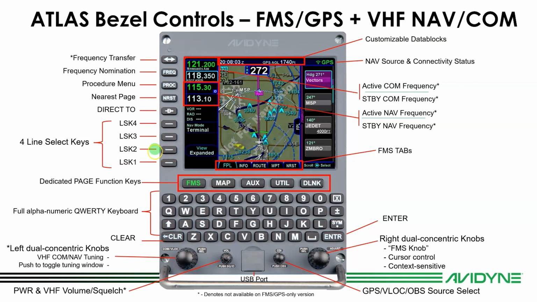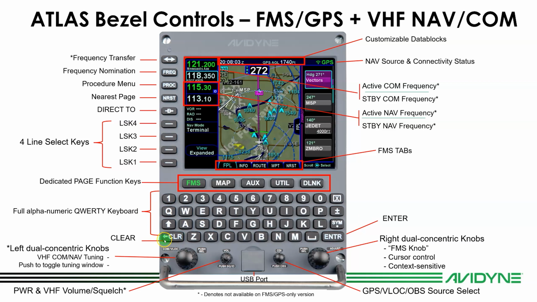The functions on the line select keys vary based on what page you're on, and they will be labeled appropriately. And again, you can either push the line select key or touch the label on the touchscreen and it will provide the same function. These are your dedicated page function keys and the associated tabs. Right now we're on the FMS page and the flight plan tab, and you can see all the other tabs are plainly labeled. We have a full alphanumeric QWERTY keyboard, which makes it very easy to use.